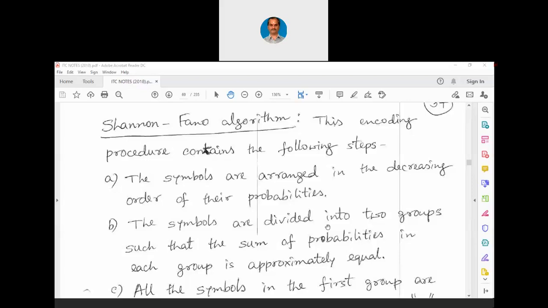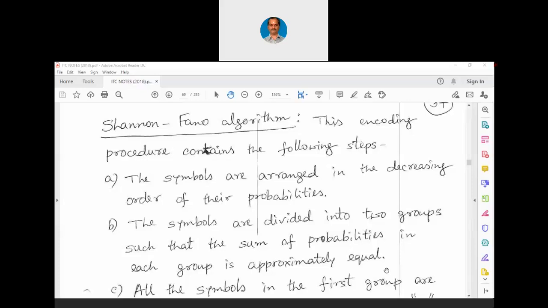Next, the symbols are divided into two groups such that the sum of probabilities in each group is approximately equal. That means when the total symbols are arranged in the decreasing order, we divide them into two sets. Approximately each set must have the sum of the probability equal to 0.5, because the sum of all the probabilities is going to be unity. So each group has to be approximately that. We cannot get exactly half everywhere, but approximately it has to be 0.5.